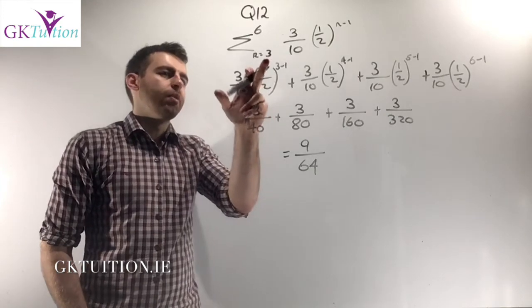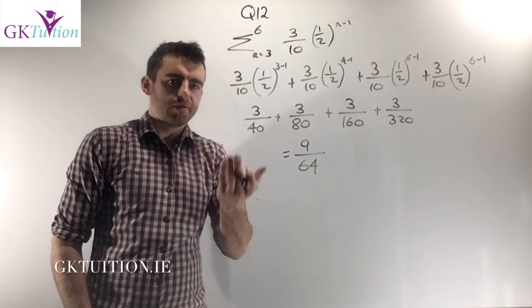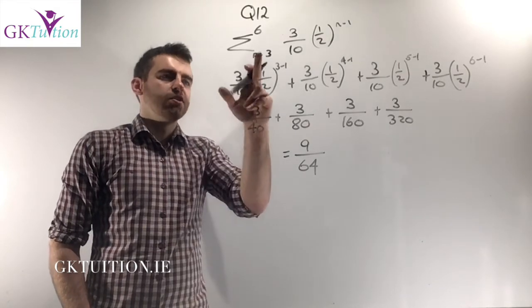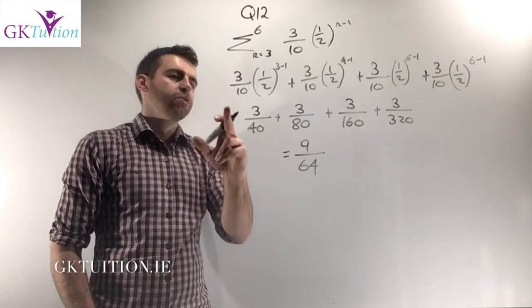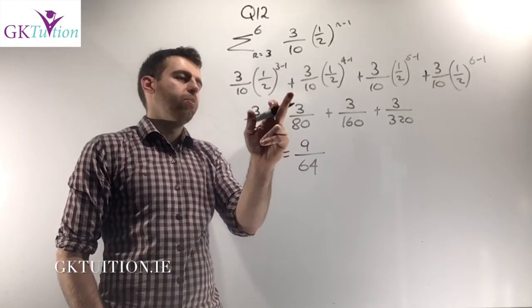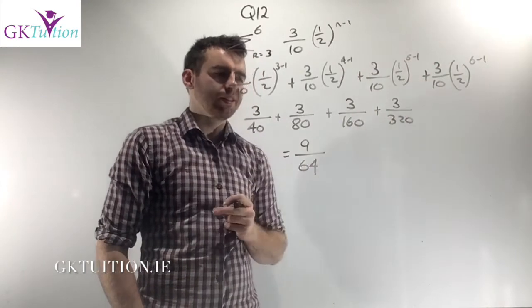That means that you sub in 3 instead of your n, and then you sub in 4, and then you sub in 5, and then you sub in 6. You sub in all the numbers from this one to this one, and you add them all together. So I subbed in 3, then plus I subbed in 4, plus I subbed in 5, plus I subbed in 6.